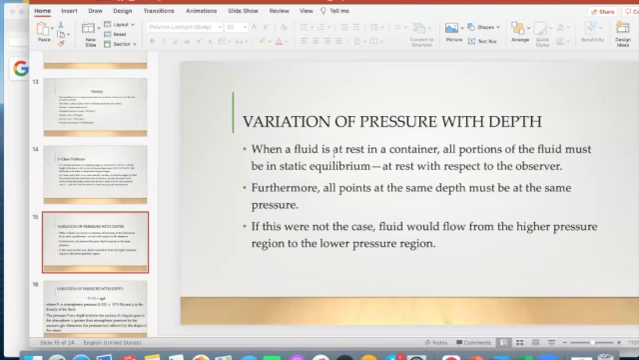All right, so when a fluid is at rest in a container, all portions of the fluid must be in static equilibrium. Furthermore, all points at the same depth must be at the same pressure. If this were not the case, fluid will flow from higher pressure regions to lower pressure regions.